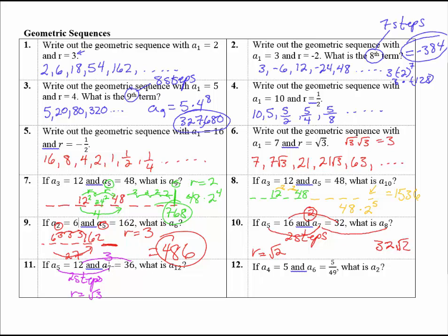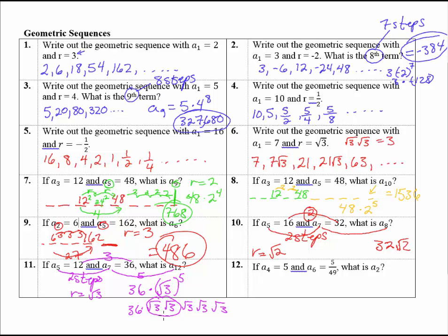Ooh, now we have to take A7 to A12. We've got to go 5 more steps. So we're going to take 36, that's A sub 7, times the square root of 3 to the 5th power. Oh, that's going to be a little tough. Let's write it out here. 36 times, now I'm going to take the square root of 3, square root of 3, square root of 3, square root of 3, square root of 3. So we're timesing it that many times.